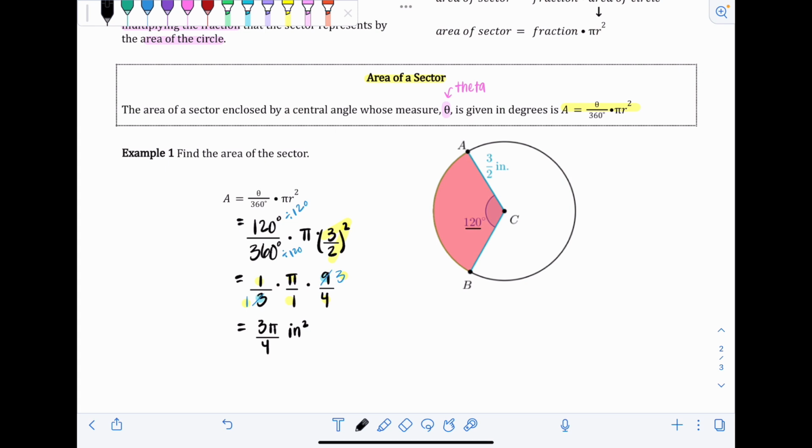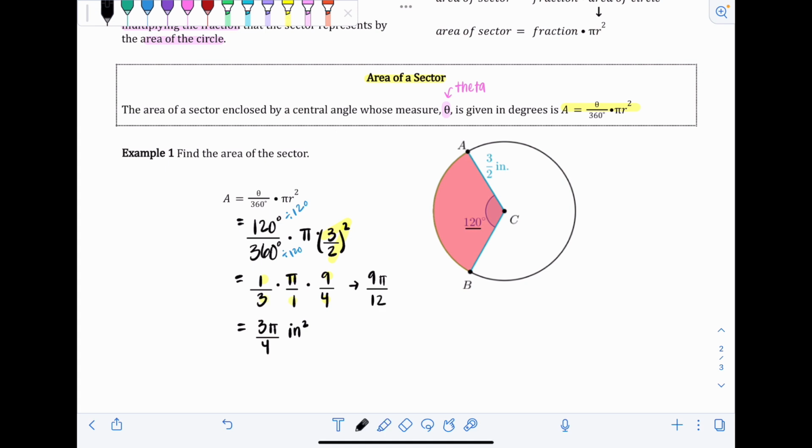Now I want to go back up to the previous step and show you what it might look like if you wanted to multiply straight across and then reduce after. If the cross-canceling didn't click, you don't have to ever cross-cancel. You can always multiply and then reduce at the end. So for multiplying straight across, it'd be 1 times pi times 9, so it'd be 9 pi. And then in the denominator, it'd be 3 times 1 times 4, so it'd be 12.